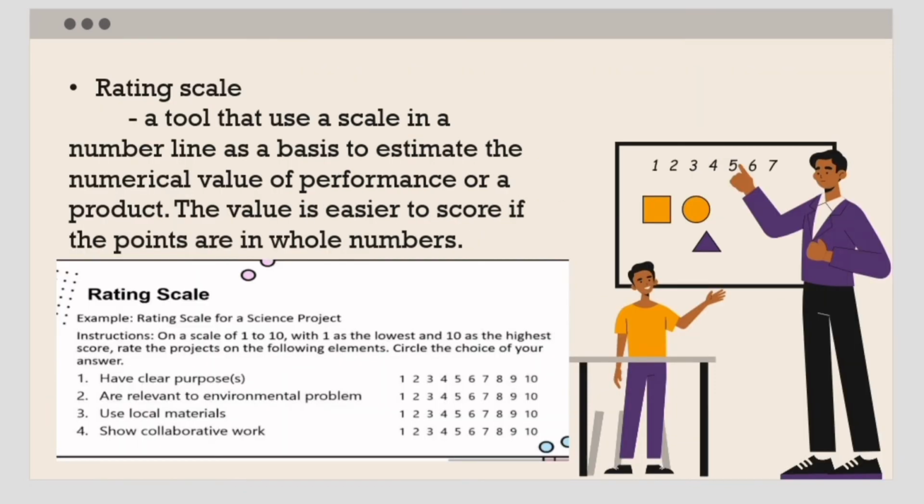Another tool we can use to assess performance or product is a rating scale. A rating scale is a tool that uses a scale on a number line as a basis to estimate the numerical value of a performance or a product. The value is easier to score if the points are in whole numbers. The most popular rating scale is called the Likert scale. Here is an example of a rating scale.